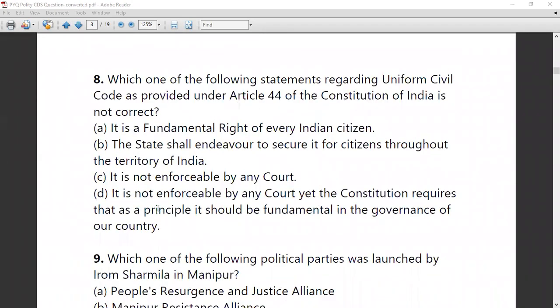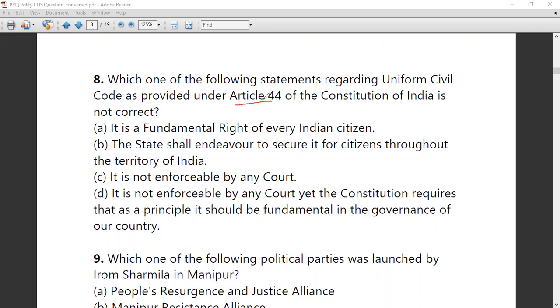Yeah. So the question is in front of you. Which one of the following statements regarding Uniform Civil Code as provided under Article 44 is not correct? See, Article 44 comes in the DPSP, Directive Principles of State Policy. Most of the time UPSC asks questions on this basis, which of the following is not correct, to test the concept of the topic. There are not many direct questions asked by the UPSC. So it requires more focus on the question and understanding the keywords of the question.